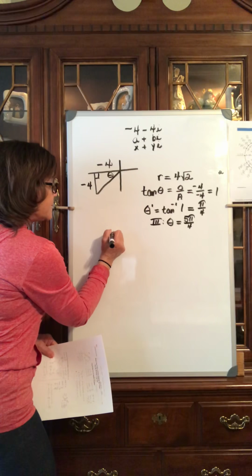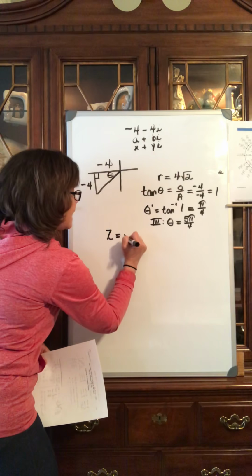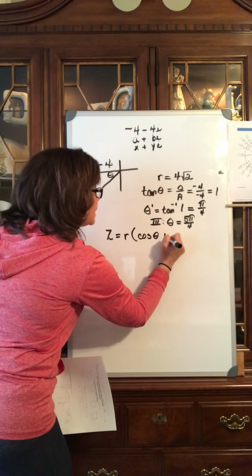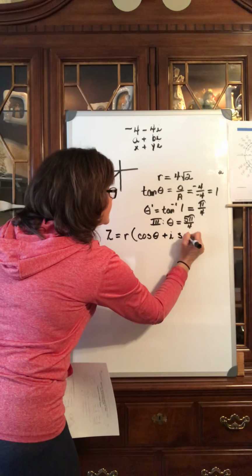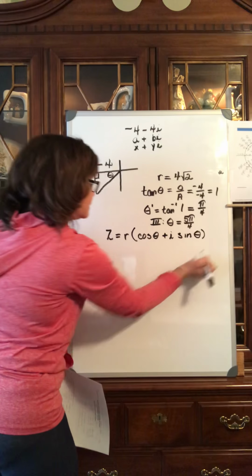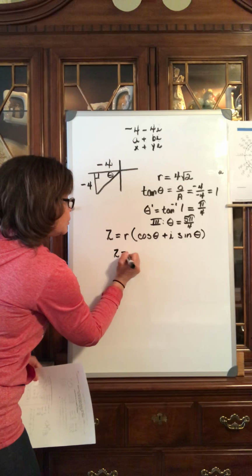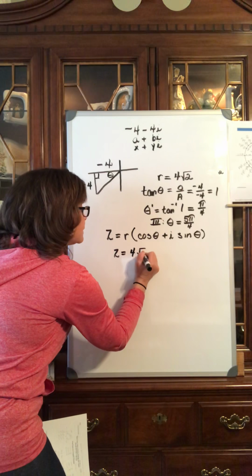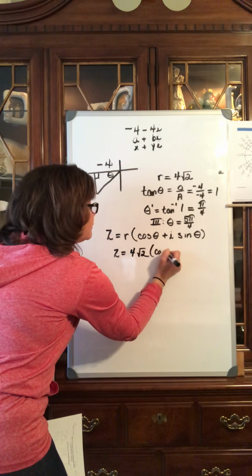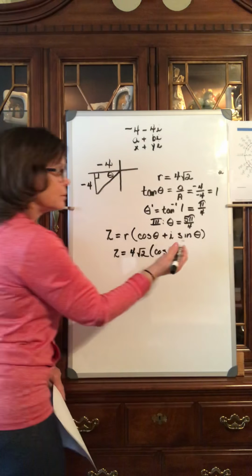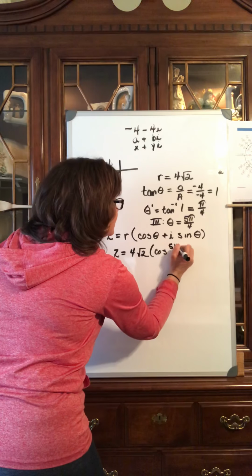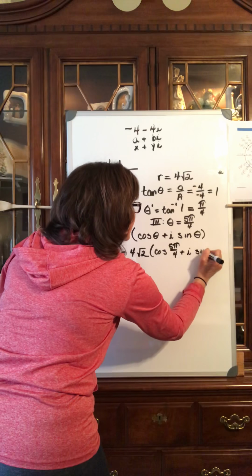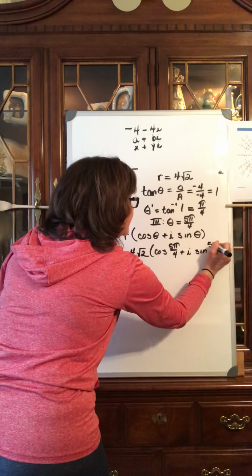The trig form of the complex number z is equal to r times the cosine of theta plus i times the sine of theta. z is equal to, the hypotenuse is 4 radical 2, that's what r is, times the cosine of theta, and theta in quadrant 3 is 5 pi over 4, plus i times the sine of 5 pi over 4.